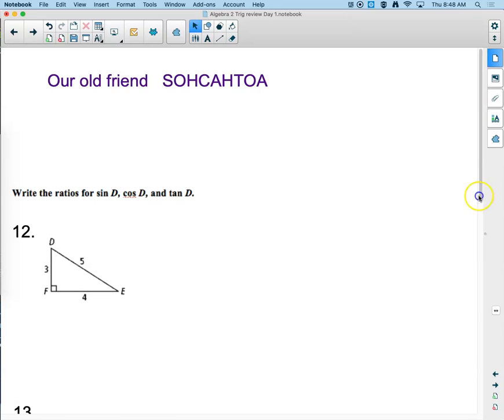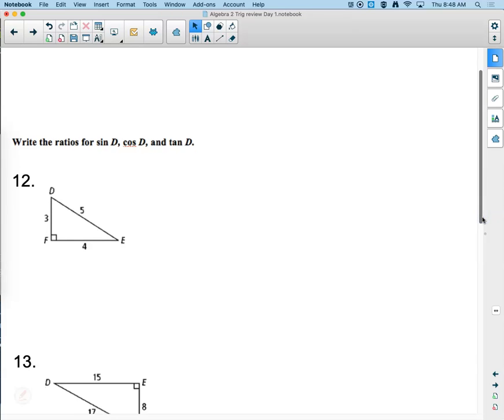So with number 12, this one says we need to find the sine of D, the cosine of D, and the tangent of D. And the first thing you want to do is say, well, where is D? Because SOHCAHTOA tells us sine is opposite over hypotenuse, cosine is adjacent over hypotenuse, and tangent is opposite over adjacent. So we want to label all these sides.